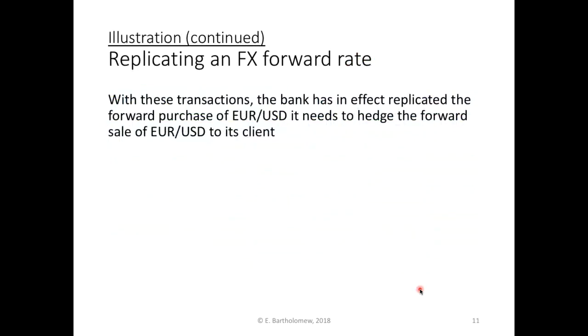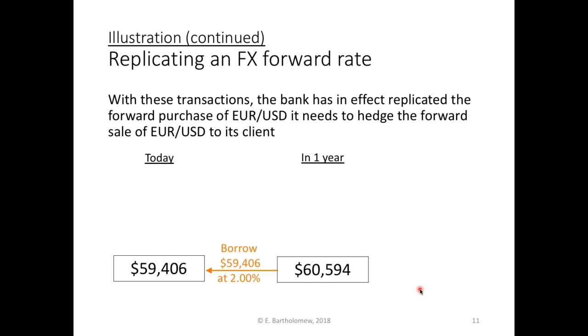Now, what the bank has done with these 3 transactions is they've effectively replicated a forward purchase of euro-US dollar synthetically that they need to hedge the forward sale of euro-US dollar to their client. So let's look at this in reverse. They're getting 61,000 from the client, and they need to pay 60,594 on their loan.